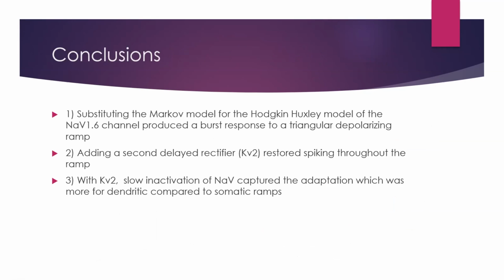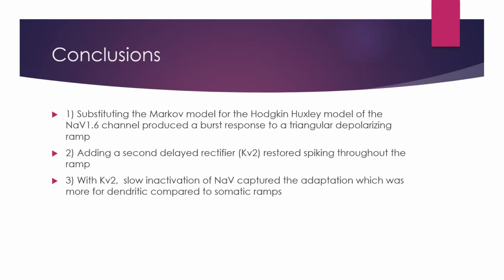So I'm going to wrap up now. We created a Markov model of Nav1.6 that could implement slow inactivation in a spatially distanced way from the soma. And when we put that model into our previously published model of a CA1 hippocampal neuron, we got bursting, which is exactly what happens when you block Kv2.